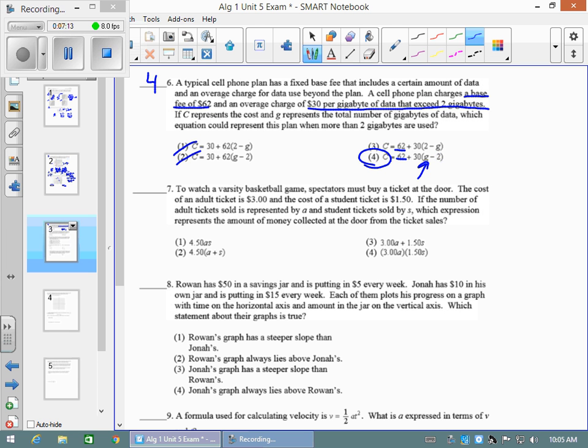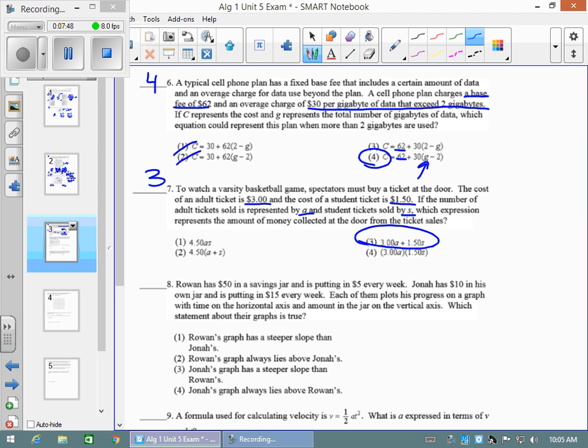Taking a look at number 7. The cost of an adult ticket is $3. So since adult is represented by A, 3 should be multiplied by the A. Okay. And the cost of a student ticket is $1.50. So since that's represented by S, students should be multiplied by $1.50. Now the cost of all the adult tickets plus the cost of student tickets should be added together. So the correct expression for that would be choice 3.